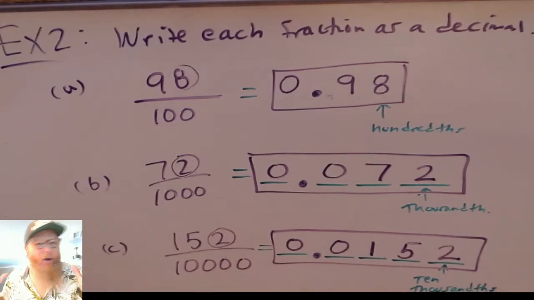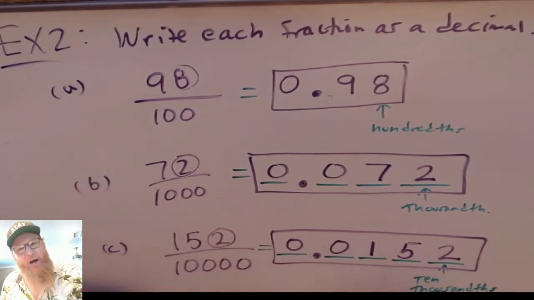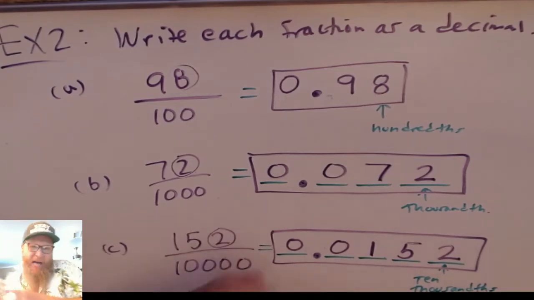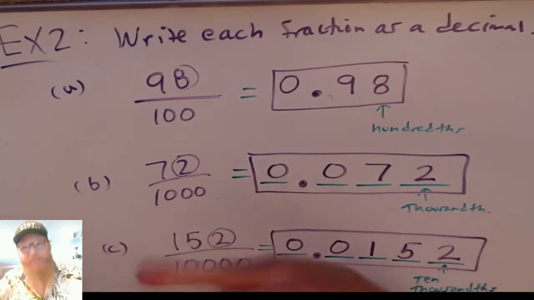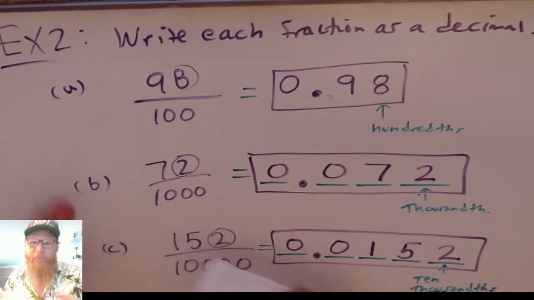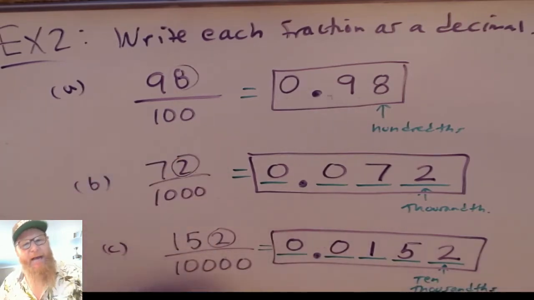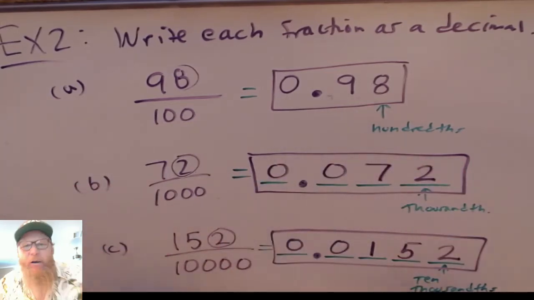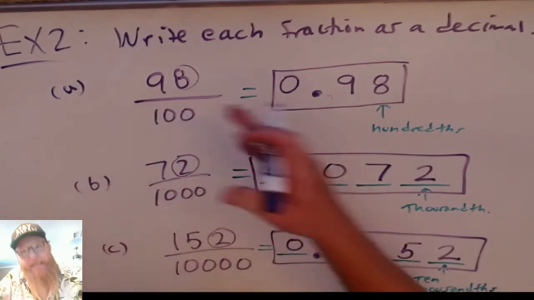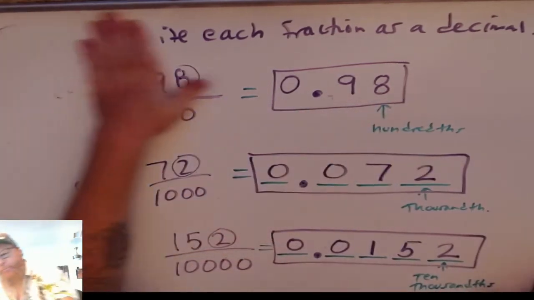Now, they're not all going to be this easy because not every fraction has a denominator that's a power of 10. But if you see a denominator that's a power of 10, then you have almost an instant answer. Of course, you do have to read it. It's not quite that instant, but there's not a lot of scratch work. I'm not calculating anything. I'm just reading and writing, reading and writing.